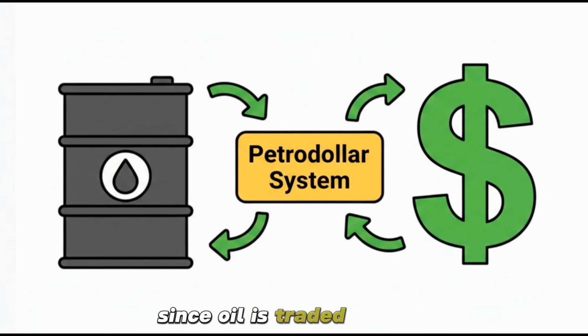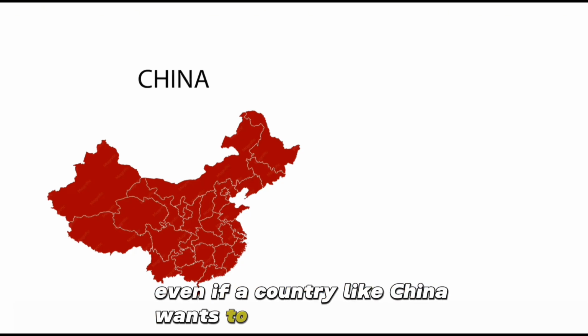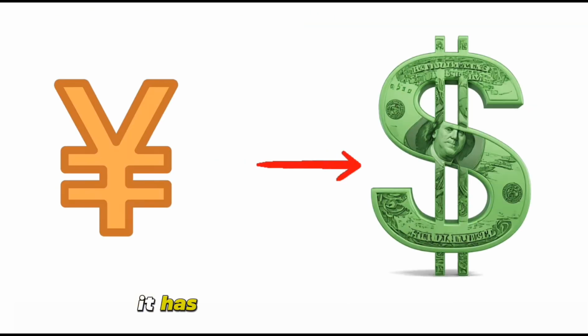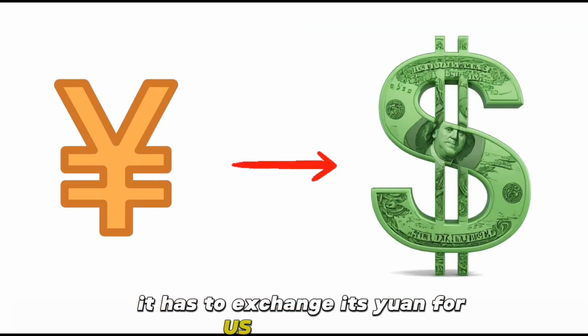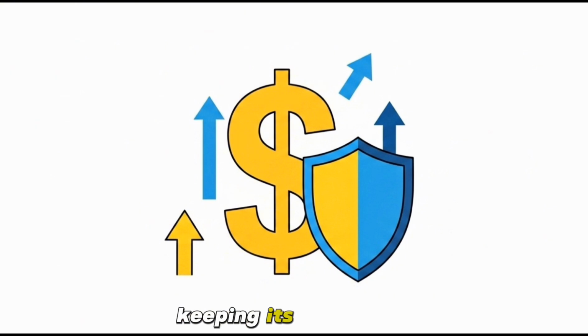Since oil is traded in dollars, every country needs to hold large reserves of US dollars. Even if a country like China wants to buy oil from Saudi Arabia, it has to exchange its yuan for US dollars first. This creates endless demand for the dollar, keeping its value strong.